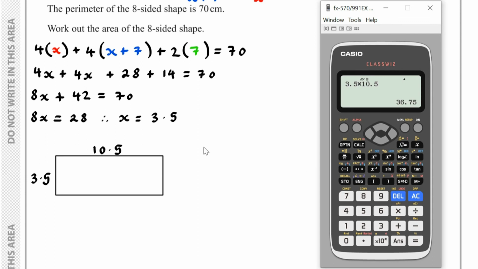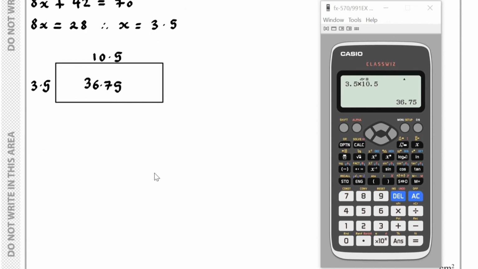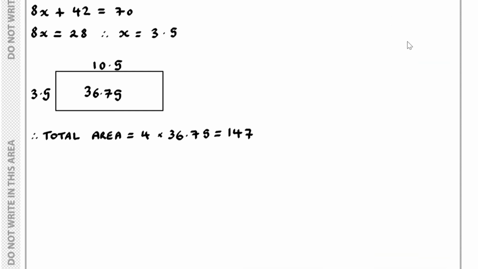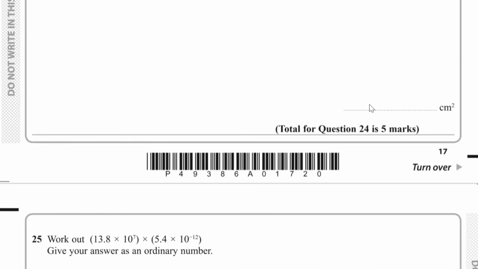So it turns out the area of one of those rectangles is 36.75. So because I've got 4 of those rectangles, I would have 4 times 36.75, which is 147. So we end up with 147.